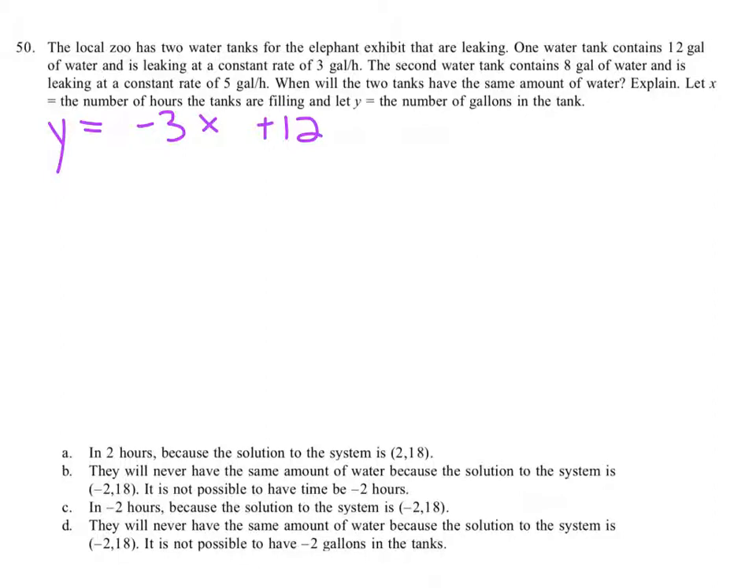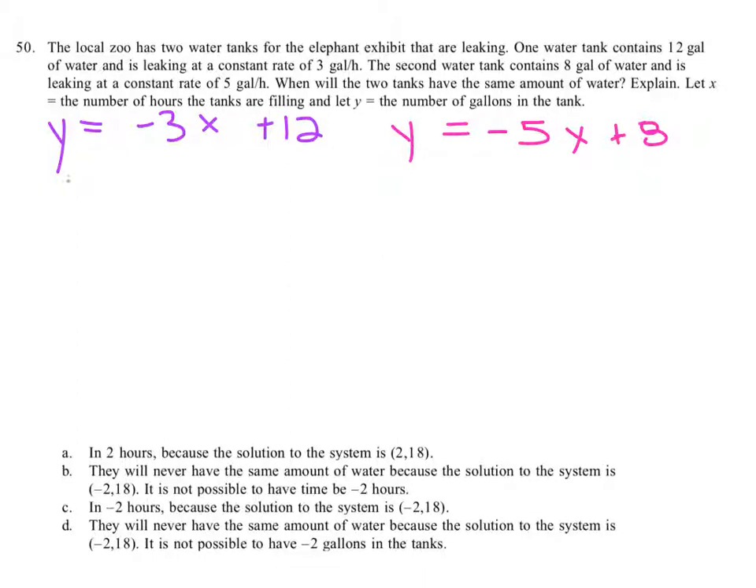And likewise, when we do the other equation, we say, okay, the second tank has 8 gallons of water, so that's the plus 8 at the end. Total amount of water is y, so y is equal to, and it's leaking at a constant rate of 5 gallons per hour, so minus 5 for every hour x that it's leaking. Those are the two equations. Since they're both equal to y, we can set them equal to each other.